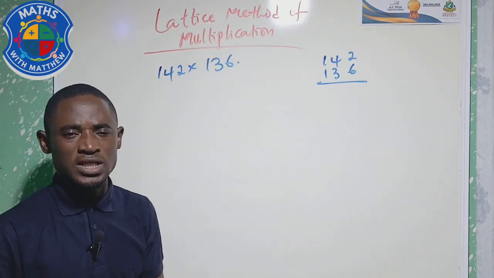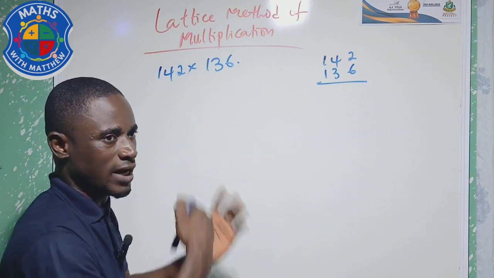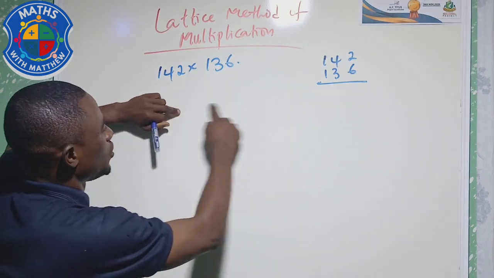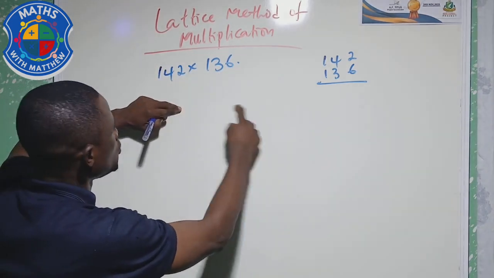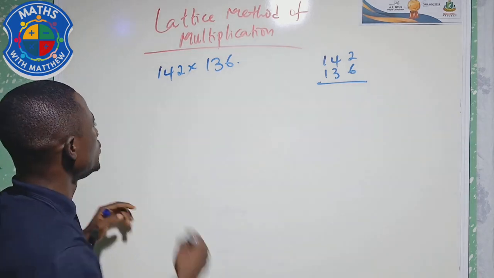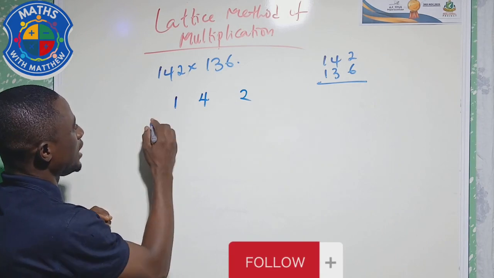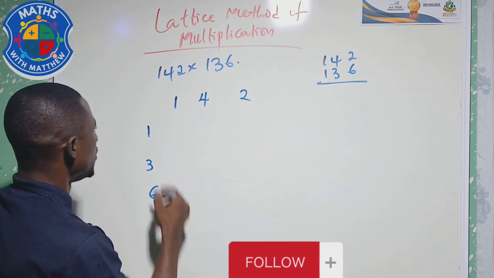You want to have it in rows and columns, or let me say in a horizontal way and a vertical way. You can arrange it any way you like. You can make this one horizontal and this one vertical, or this one horizontal and that one vertical. So we have 142, then I want to do 136. Are you following? So what do we do?